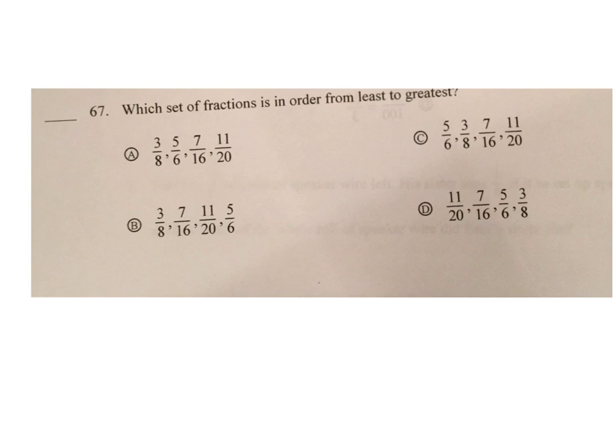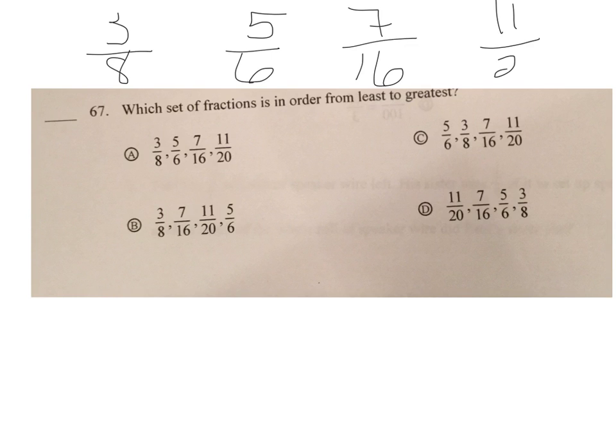Now let's take a look at number 67. Which set of fractions is in order from least to greatest? And if I look at all the problems, I see that all the fractions are the same. So I'm looking at 3/8, 5/6, 7/16, and 11/20. Well, the first one that pops out to me is 5/6 because 5/6 is almost a whole.